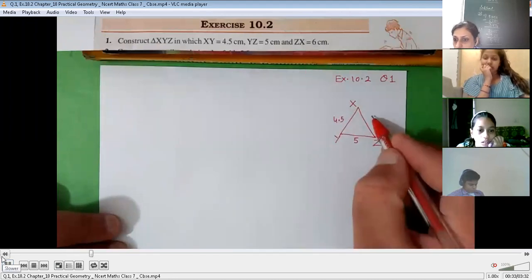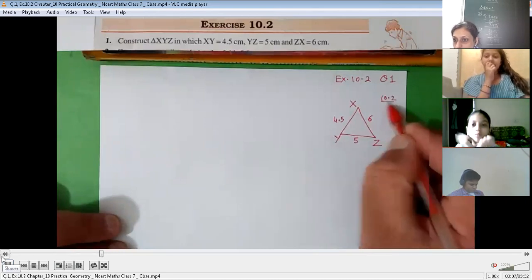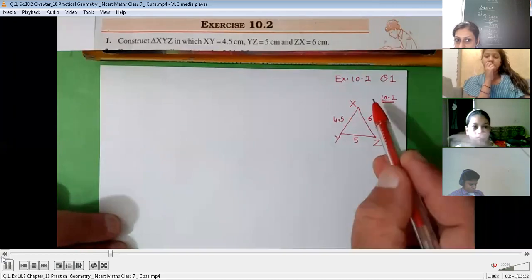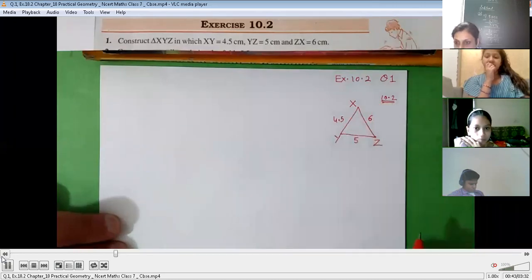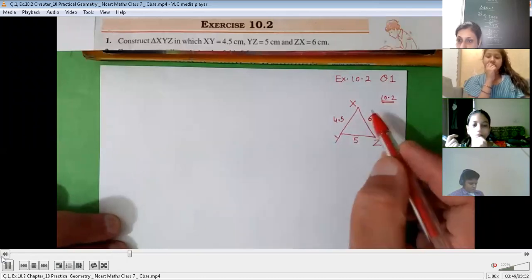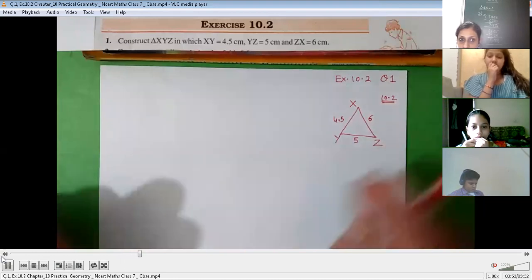So according to the rough sketch, first of all, these three sides are given. Exercise 10.2 is based on the congruence criteria, that is side, side, side. Three sides are given here. Okay, children, so according to this triangle, we need three sides and we'll construct a triangle here.